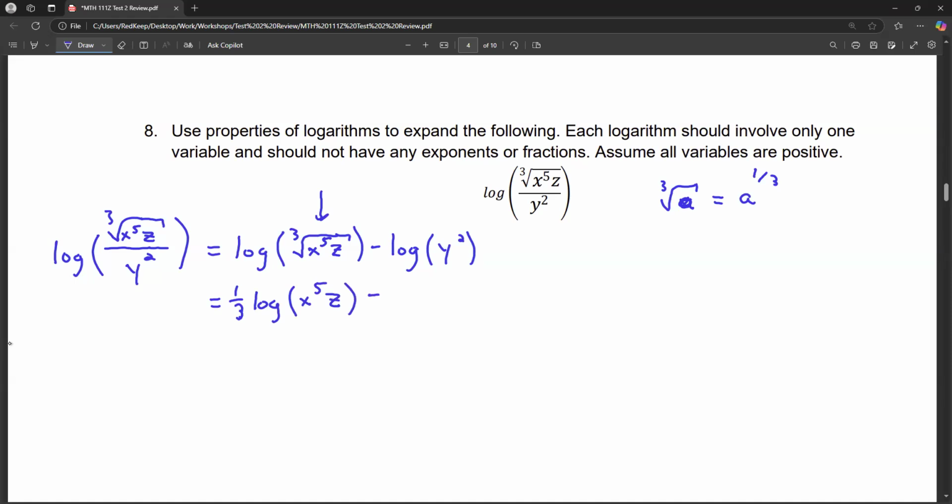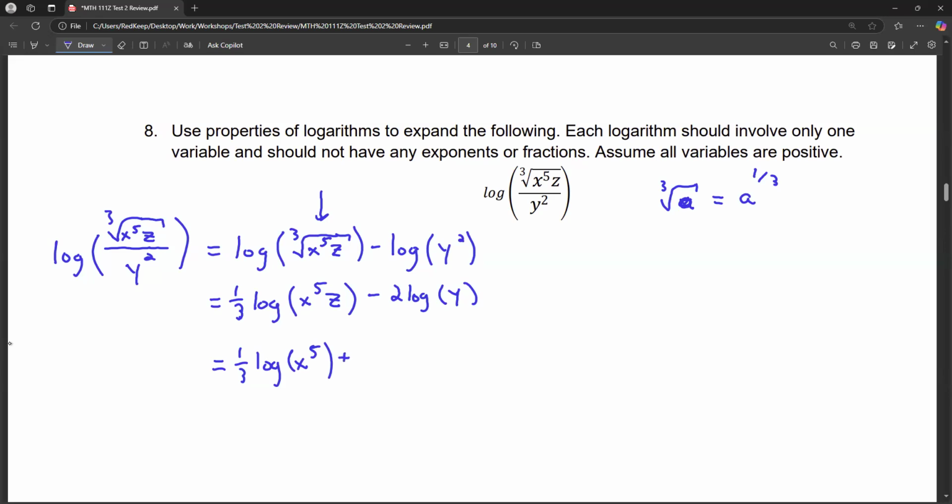Okay. And then the second term, this log of y squared, again, that exponent can come down in front as the coefficient. So got that there. Okay. And so what we have here in our first term, we still have x to the 5th power times z as the argument in that logarithm. We're going to reverse the addition rule of logarithms on this one. So we're going to have 1/3 times log of just the x to the fifth in this one.